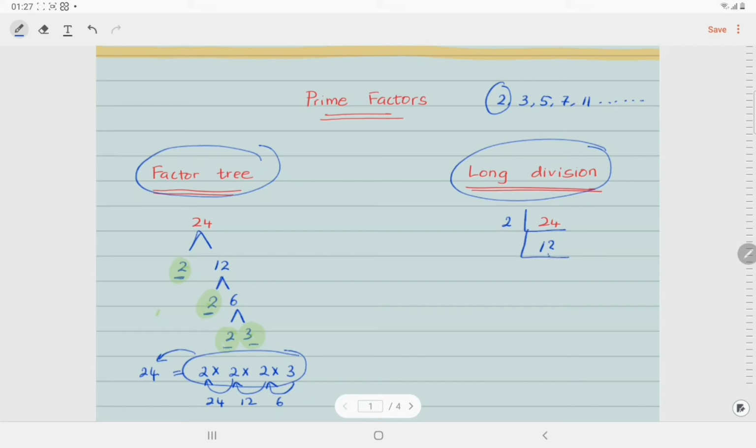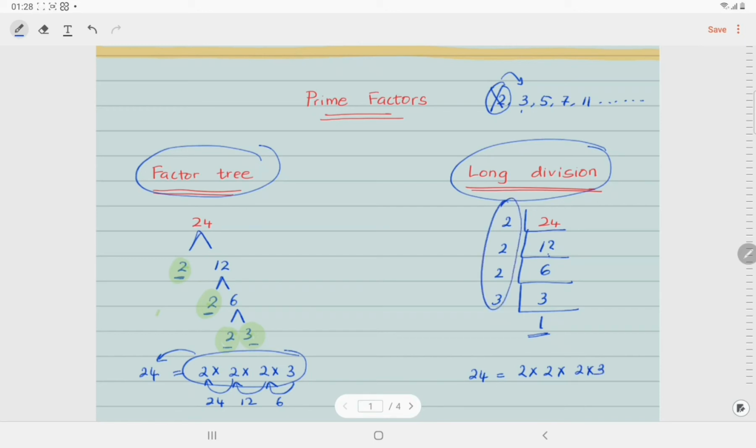So 12 again I can divide by 2 and I get 6 as my answer. When you divide 6 by 2 again, you get 3. Now we know that we cannot divide 3 by 2 without a remainder. So I'm dropping that and moving to the next prime number, 3. I can divide 3 by 3, and you get 1. So you need to perform the long division until you get 1. And once you get 1, you can write down your factors: 2 times 2 times 2 times 3.